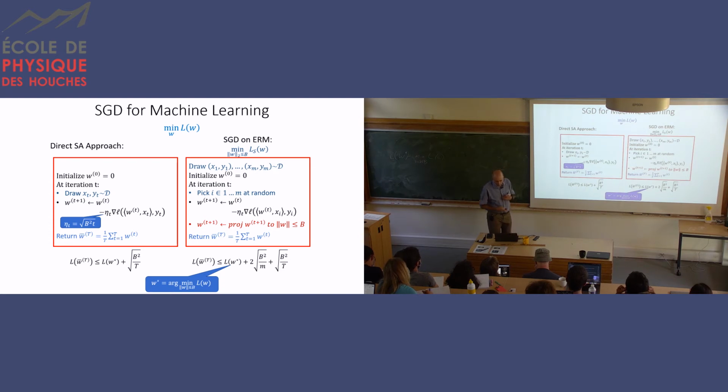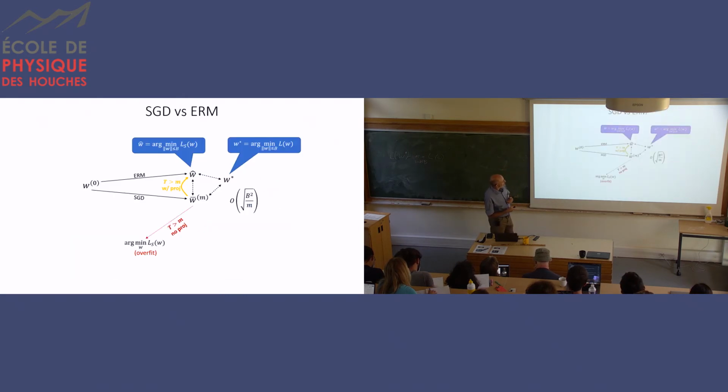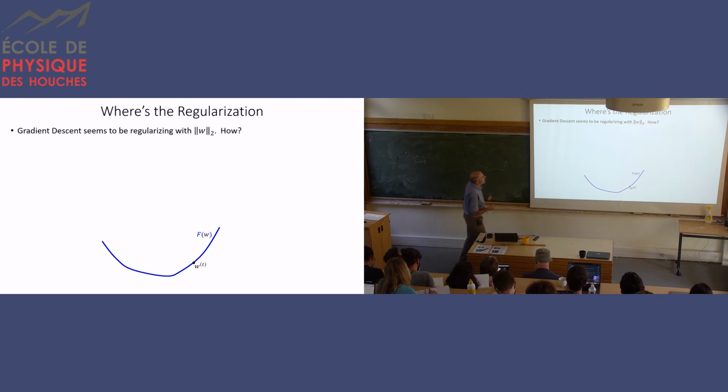In order to see that, we have to think about what it is that stochastic gradient descent is actually doing. So how is stochastic gradient descent operating? Let's even think about gradient descent for simplicity.